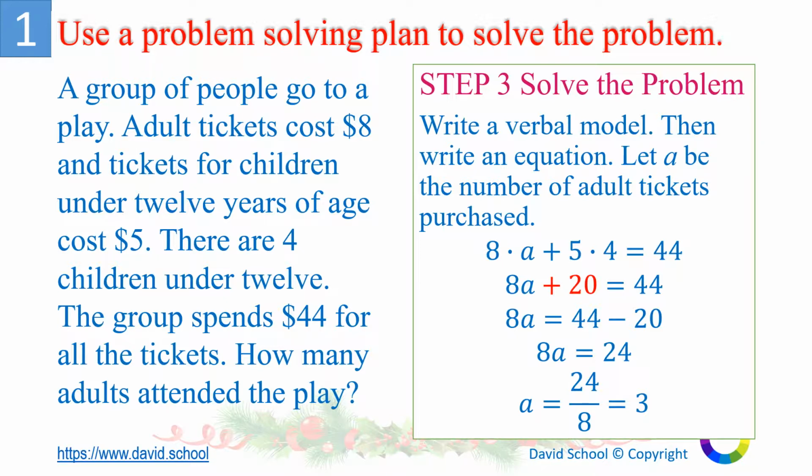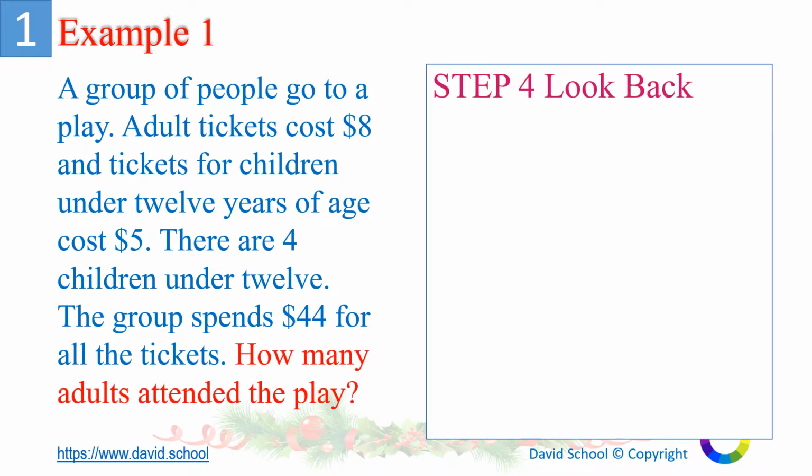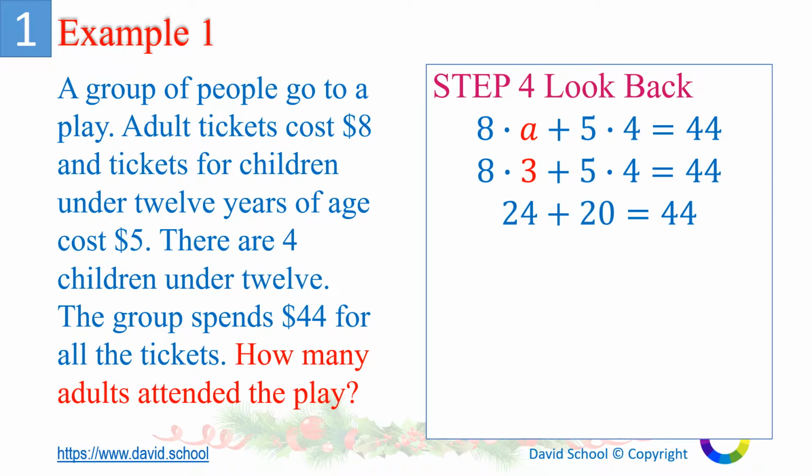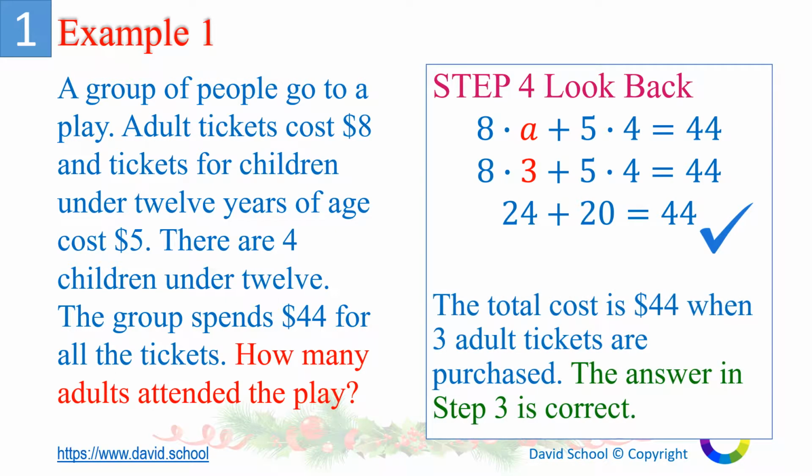Now in the last step, we check whether this answer is reasonable. In the algebraic equation, we substitute A equals 3 and check whether the equation is satisfied. Clearly, 24 plus 20 equals 44, which is correct. That means the total cost is $44 when 3 adult tickets are purchased. The answer in step 3 is correct.